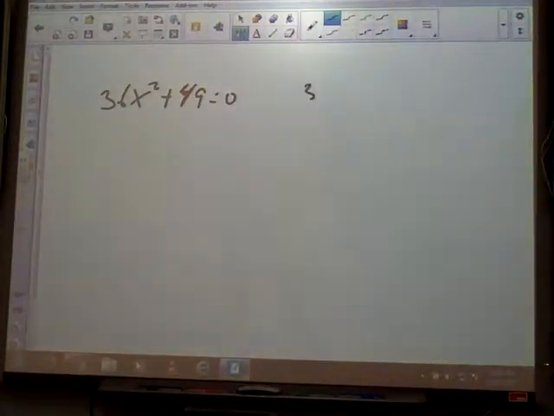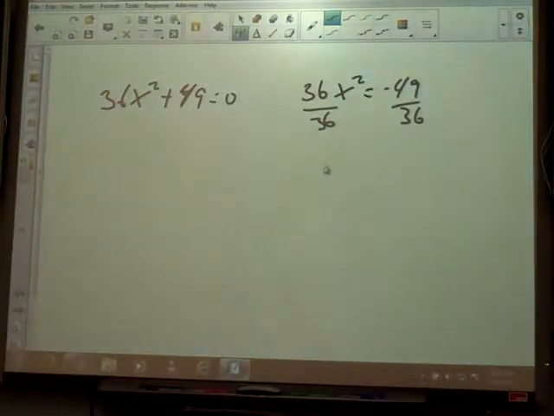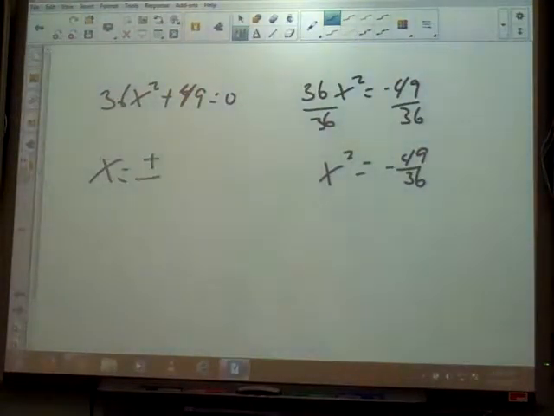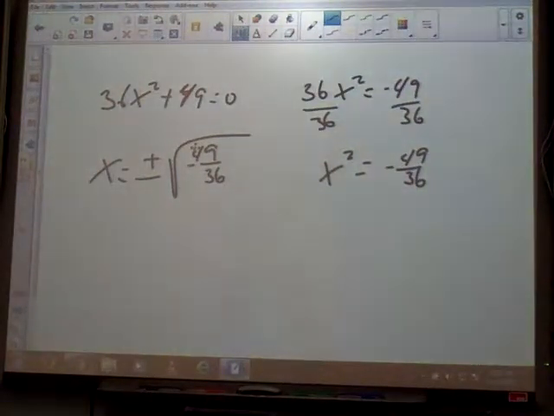So we're going to subtract the 49. Then my x being multiplied by 36, so we're going to divide by 36. I don't know what 49 divided by 36 is. I'm just going to leave it. Negative 49 over 36. Now my x is being squared, so I'm going to undo that by square rooting it. So it's going to be the positive or negative square root of negative 49 over 36. When you square root a fraction, you square root the top and the bottom. This is why I chose this method here, because 49 and 36 are both perfect squares. So that's going to be 7 over 6.